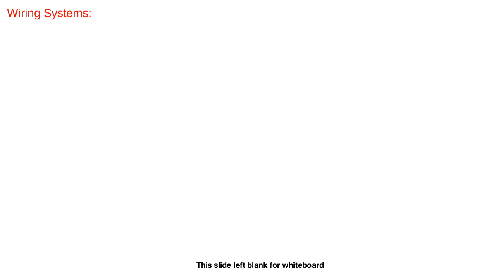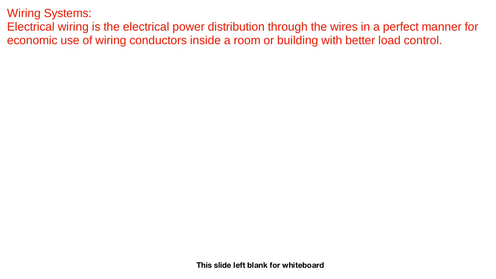I know we had covered the practical aspect of it in class, but we might need to review for the sake of those who are not present. So, as you can see on the whiteboard, electrical wiring is the electrical power distribution through the wires in a perfect manner for economic use of wiring conductors. I repeat, electrical wiring is the electrical power distribution through the wires in a perfect manner for economic use of wiring conductors inside a room or a building with better load control.